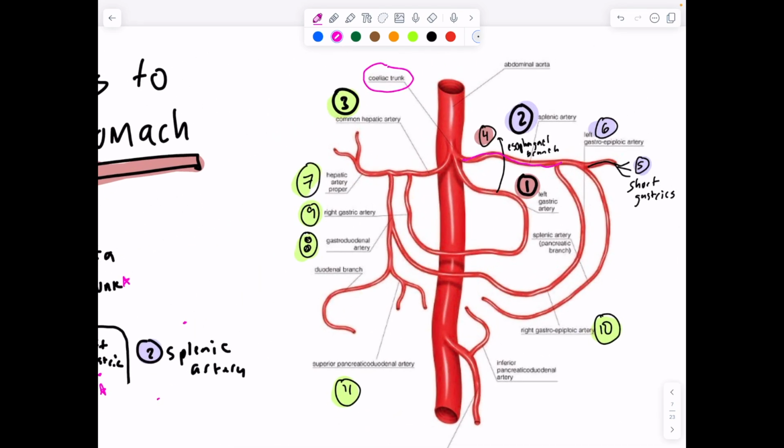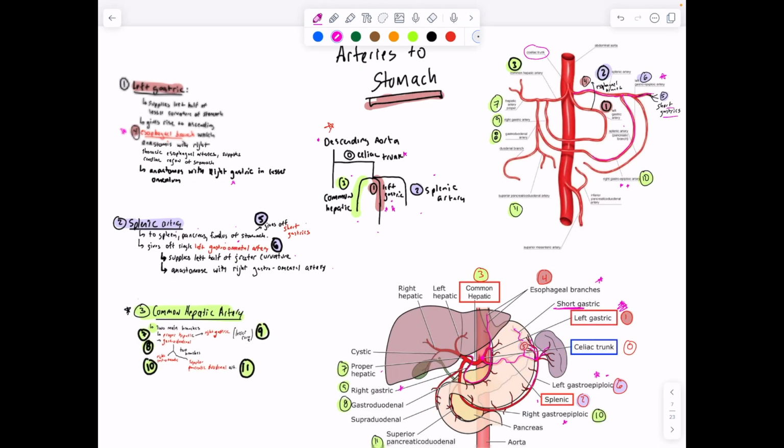So we have the splenic artery, and then it's going to end and give off our short gastrics, and then it has a branch coming down here, which is going along the greater curvature of the stomach, which is our left gastroepiploic artery, aka left gastro-omental, and anastomoses with the right gastroepiploic. All right, and then we have a splenic artery coming down as well.